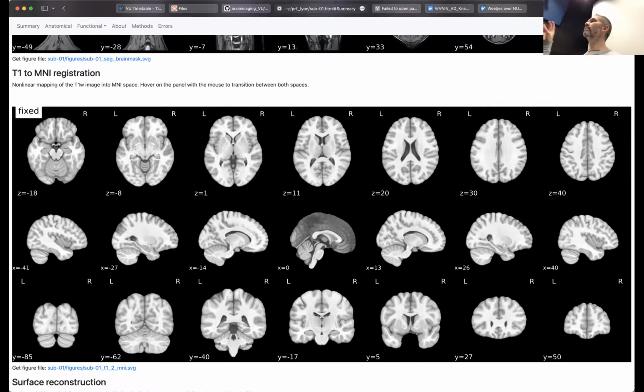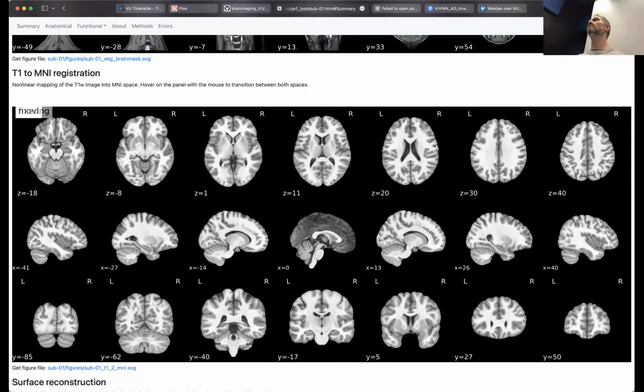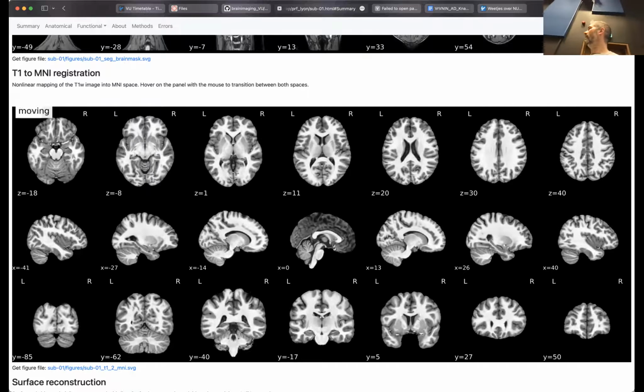That is to say, the transformation that the computer has come up with to co-register the individual brain to the template, right? So you can inspect that. And this back and forth between the two images actually already gives you an idea of how much warping must have taken place, right? So the computer doesn't care, right? It just tries to shoehorn one brain into the shape of another, and it doesn't care how much it hurts.